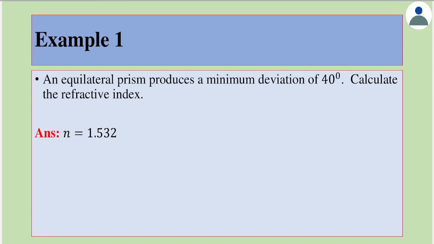Example 1 says an equilateral prism produces a minimum deviation of 40 degrees. Calculate its refractive index. We know that for a prism, n is equal to sine of (A plus D) by 2 by sine of A by 2. Now in this case, what is given is the angle of minimum deviation, which is capital D, given as 40 degrees, and also it is an equilateral prism.